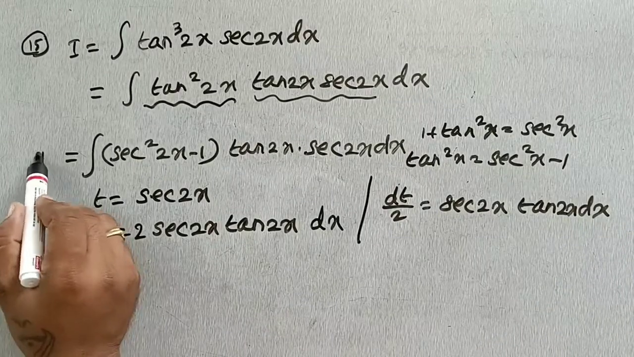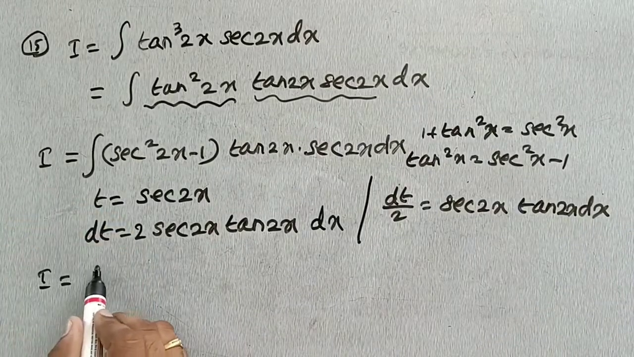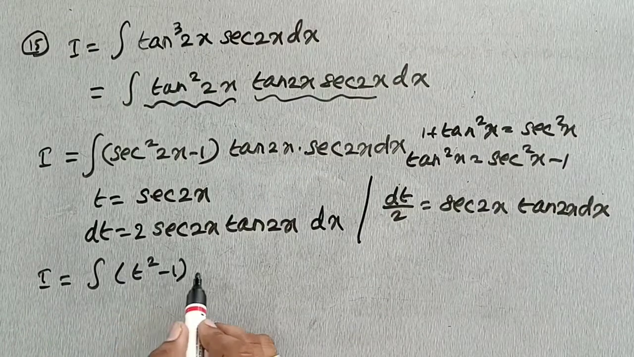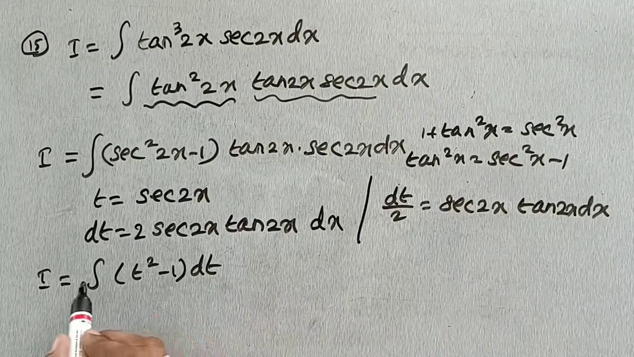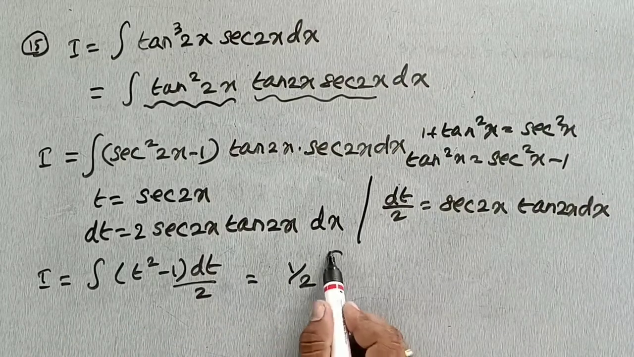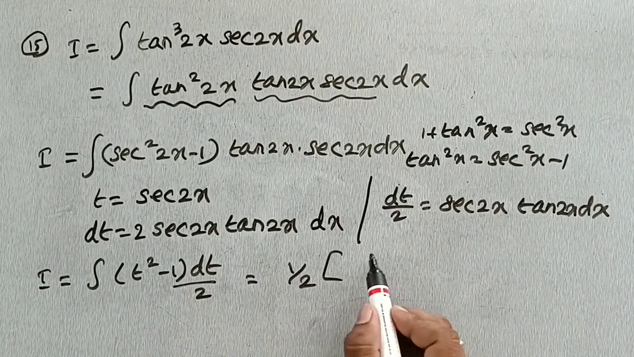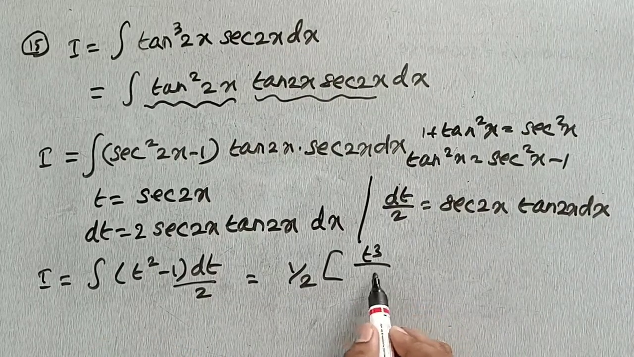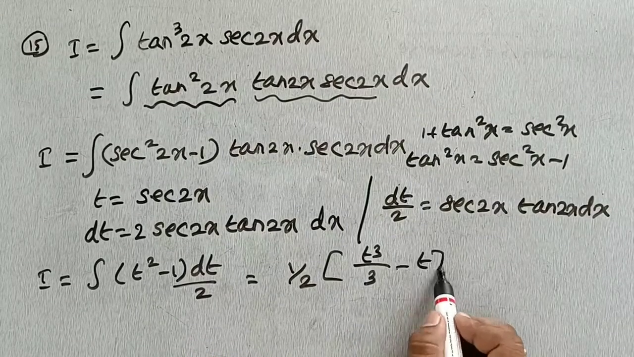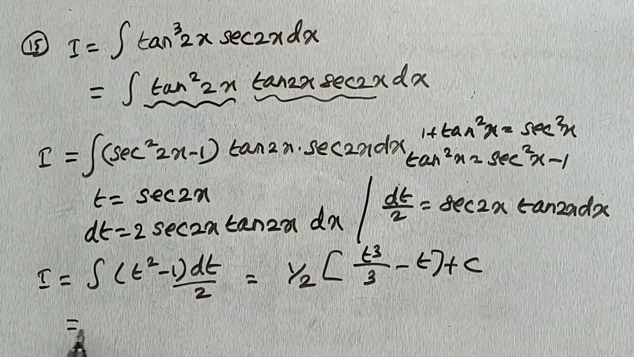So I equal to integral of (t square minus 1) dt divided by 2, that is equal to 1 by 2 into integrating t square, you will get t cube by 3, minus integrating 1, that is t, plus c. Now we will replace the values finally.